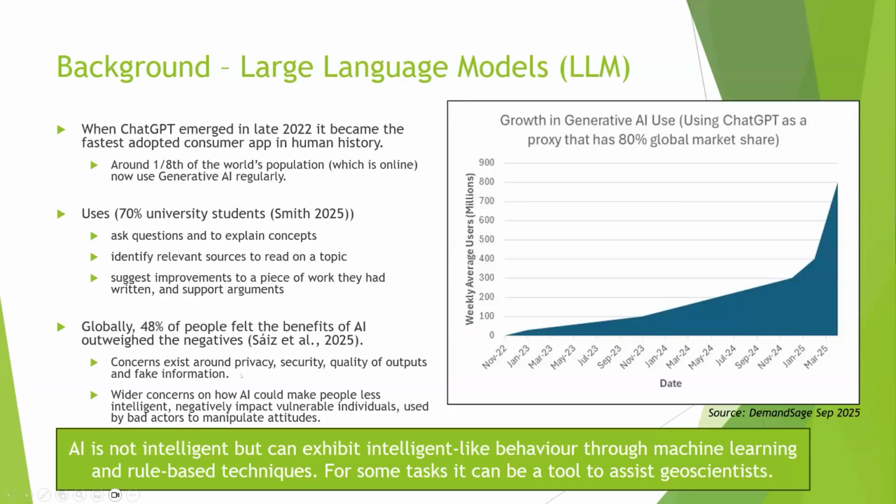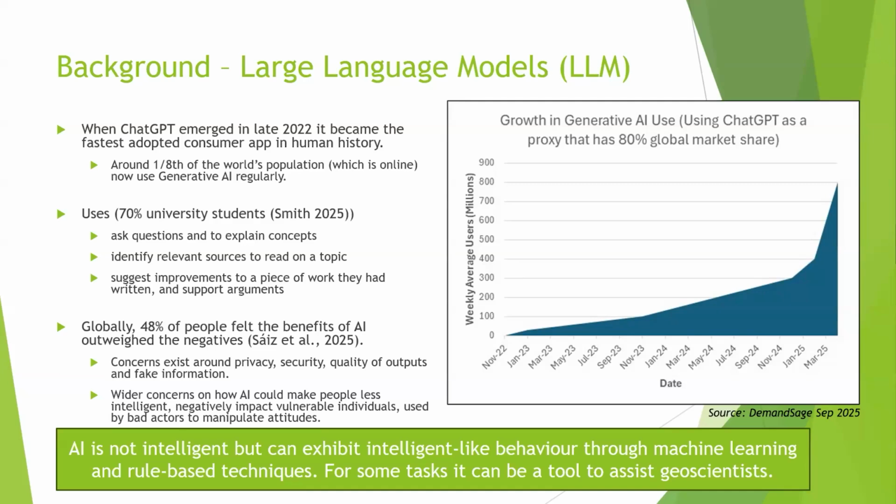So when ChatGPT first emerged, towards the end of 2022, it rapidly became the fastest adopted app in human history. A staggering 1/8 of the world's population who are online now use it, and we mustn't forget a lot of the population are not online. Those voices are not in this room, and we're now closing in on about 1 billion users a week. So we have a lot of people using generative AI in all sorts of ways. Some surveys show around 70% of university students tend to be using generative AI, a bit lower in the workplace. Uses range from asking questions, identifying sources, helping refine writing, and building arguments, to helping ideation.